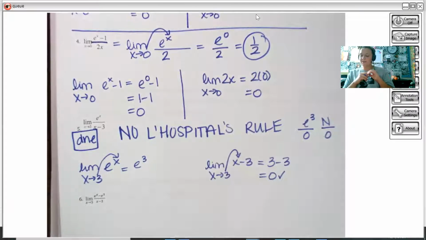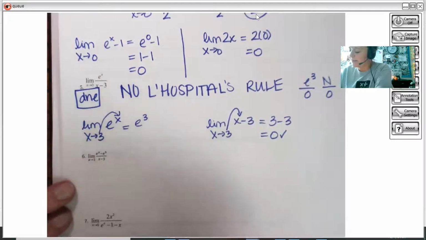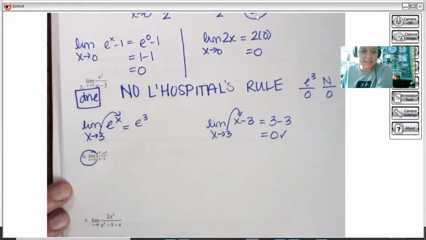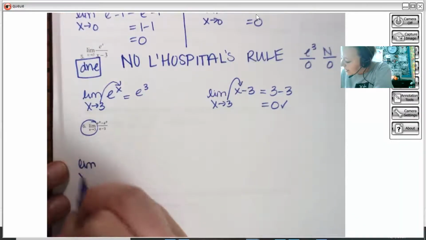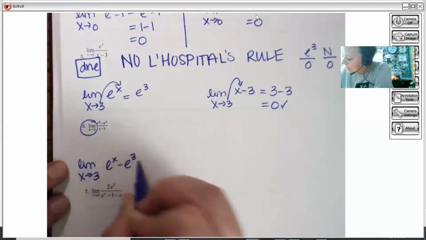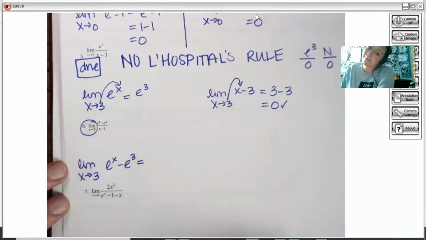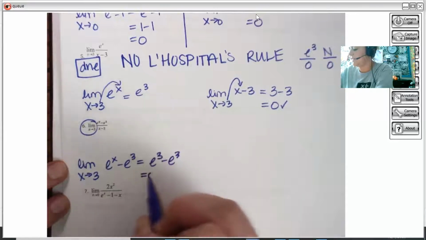All right, let's go down to number 6. Number 6, I have e to the x minus e to the 3 over x minus 3, limit as x approaches 3. So I'm going to do the top first, x approaching 3 on e to the x minus e to the 3. Well, when I plug my 3 in there, I get e to the 3 minus e to the 3, which does in fact give me 0.